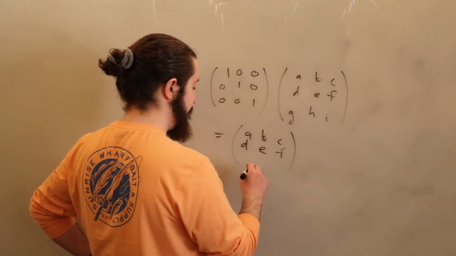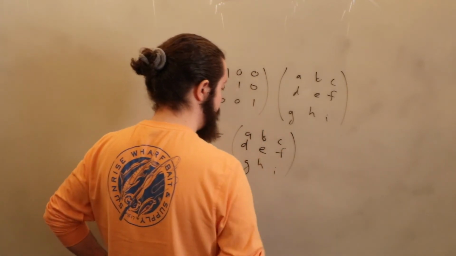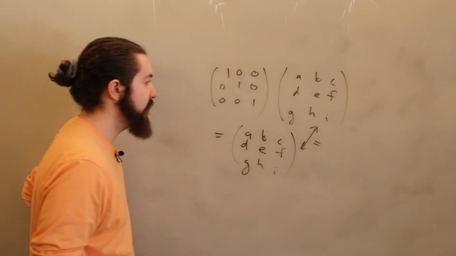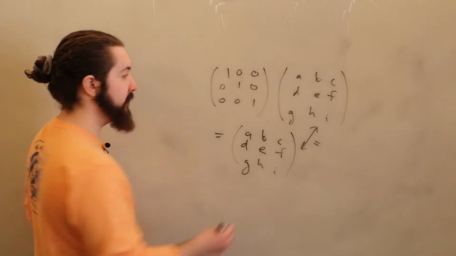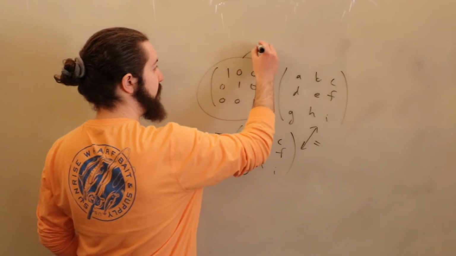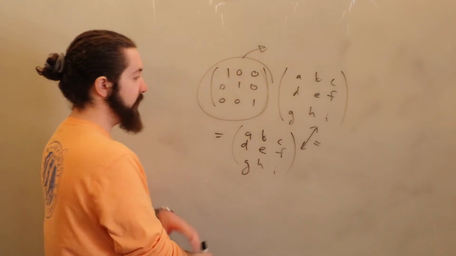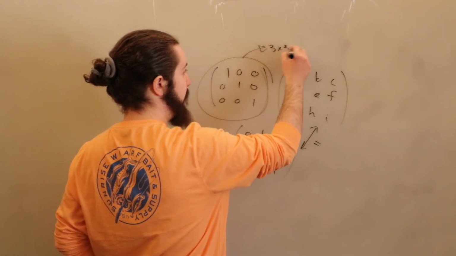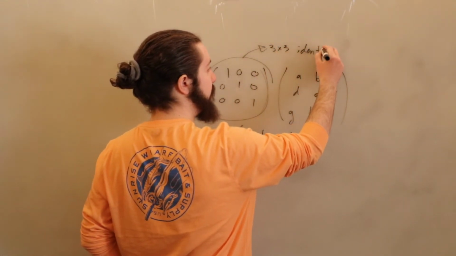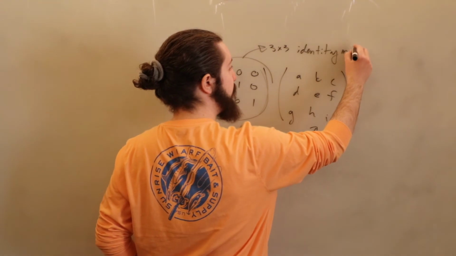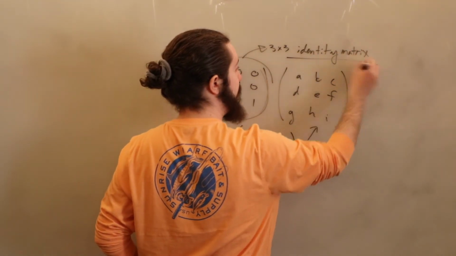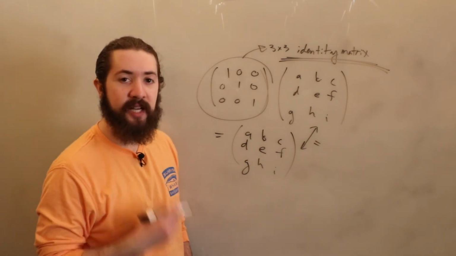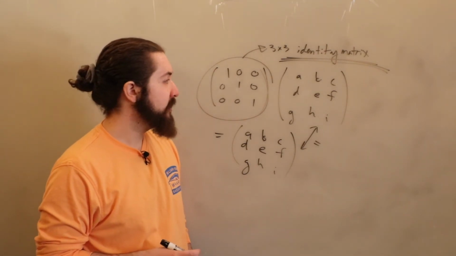And the last row, it's going to be the same story. And you notice that these two matrices are equal. And for this reason, we call this a very special matrix. It's called the n by n, or in this case 3 by 3 for its dimensions, 3 by 3 identity matrix. Why the identity matrix? Because it gives you back whatever you multiply it by. It's like an identity. It's like the number 1.